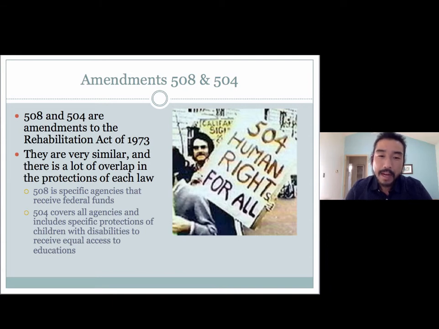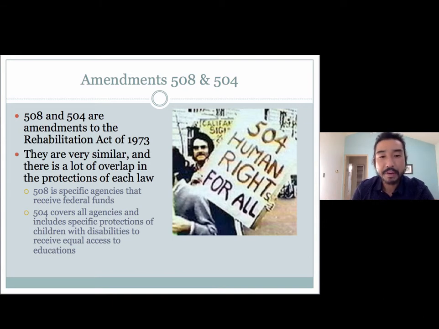The 508 and 504 are specific to agencies that are getting federal funding or government funding. So that would apply to the UC system, for example. So 508, just know, is specific to agencies that receive federal funds. And 504 is very similar, except it covers all agencies, and it has specific protections for children with disabilities to receive equal education. That's important to know. There's that distinction in there.